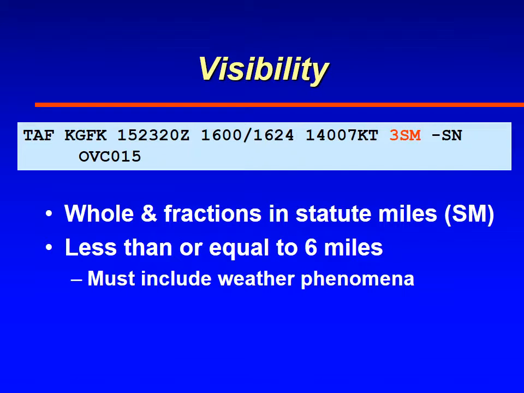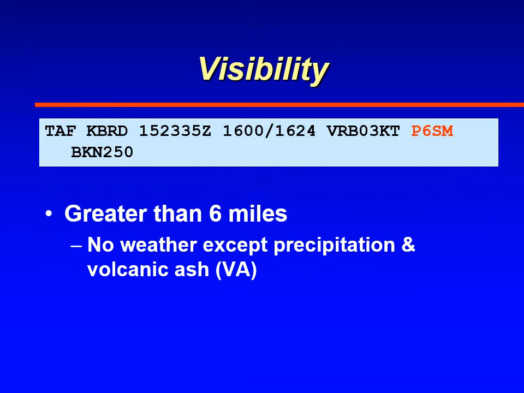Visibility is forecasted in whole and fractions of statute miles. They always forecast or give you specific visibilities if the visibility is less than or equal to 6 miles. When that occurs, they give you also the weather phenomena that's reducing the visibility. But if the visibility is greater than 6 miles, then they don't need to include the obscuration unless there is precipitation. They always give you the precipitation even if the visibility is greater than 6 miles. And also volcanic ash if there is volcanic ash in the region.